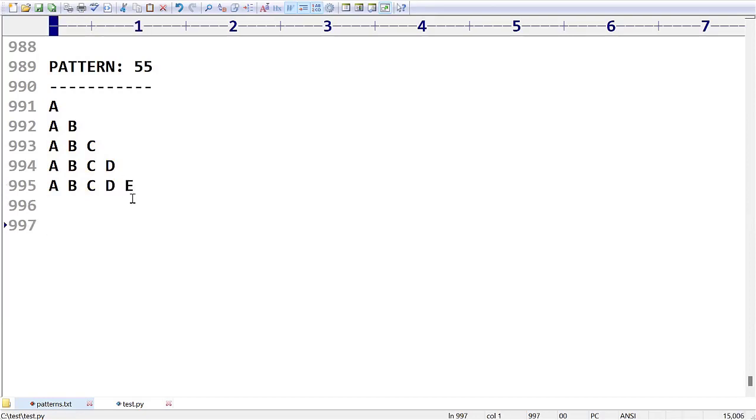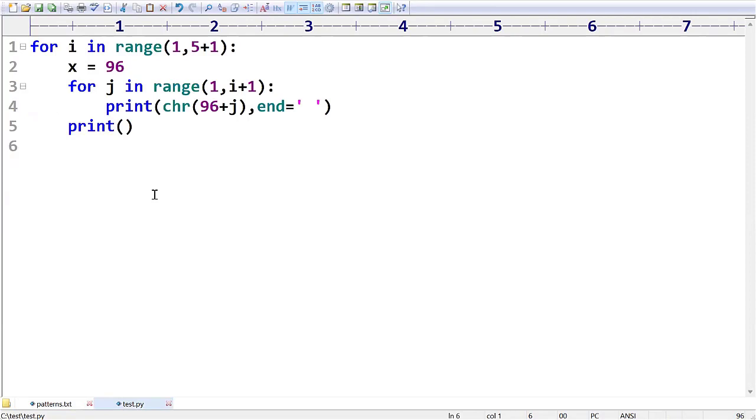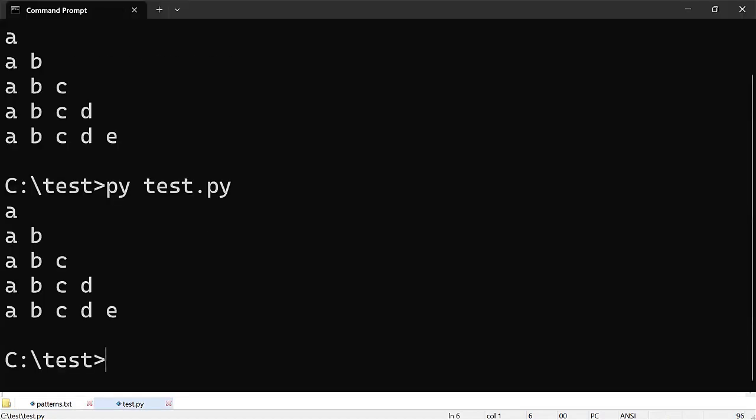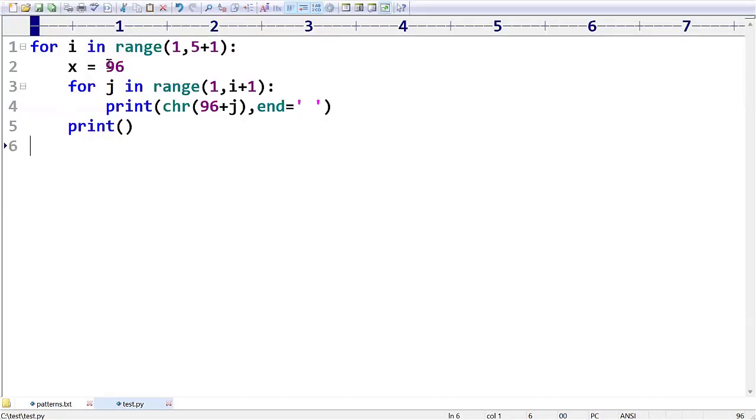How to do that? Very simple, sir. Here the program is the same. No modifications at all. But the ASCII value of a small a starts from 97, while the ASCII value of capital A starts from 65. So now we have to change this.